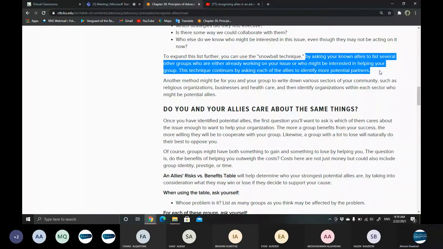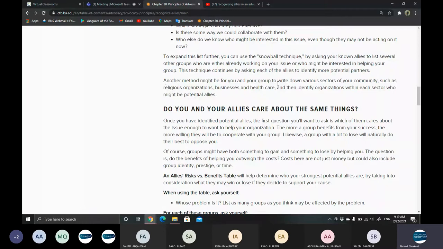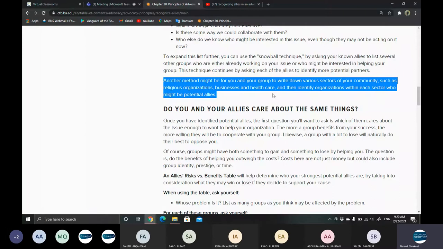Another method that we can use might be for you and your own group to write down various sectors of your community. The meaning of various sectors is like the religious organizations, the business, the healthcare, and then identify which of those people might be interested in our campaign. And let's ask them to join us. Got the idea?